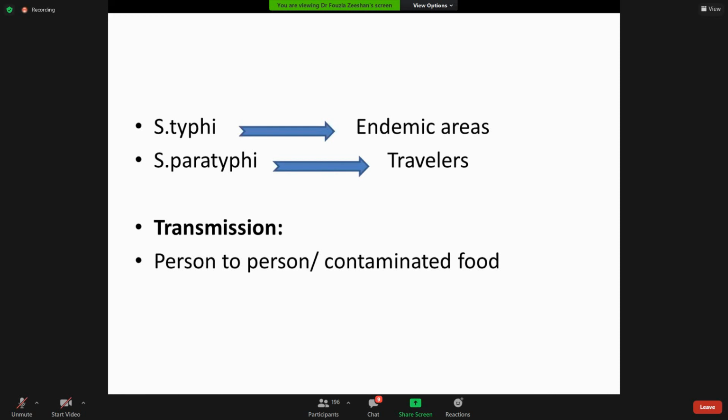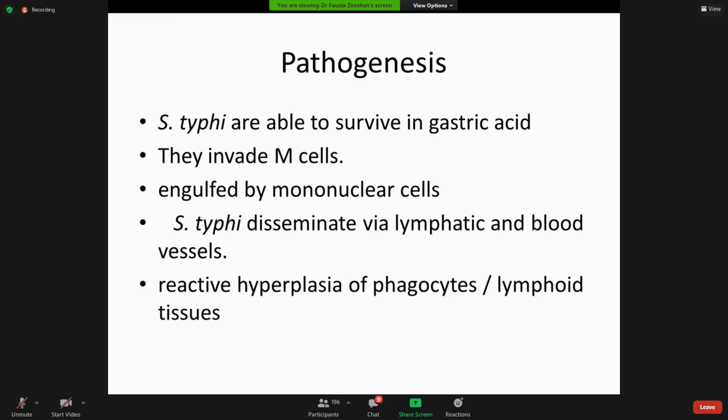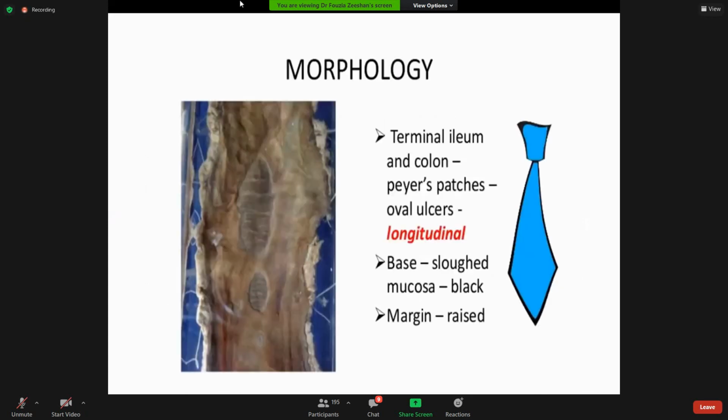S. typhi is one of the toughest bacteria that can survive in the gastric acid environment of the stomach, and it invades the mononuclear cells and disseminates, or spreads throughout the body, by the lymphatics and blood vessels. So it causes reactive hyperplasia of phagocytes and lymphoid tissues. Morphology: the important thing is that it causes longitudinal, oval ulcers. You can see this, it is very obvious.